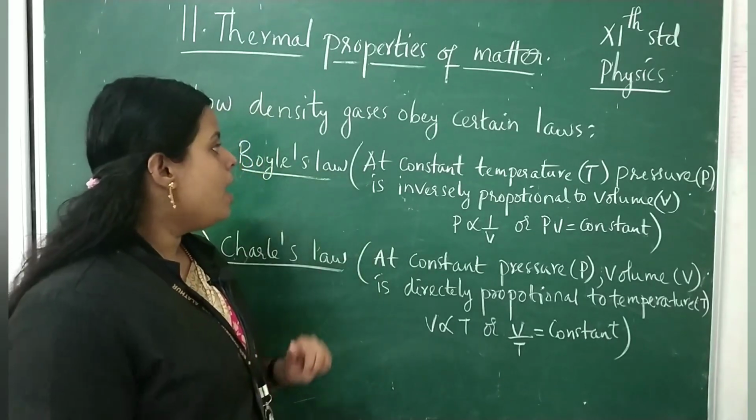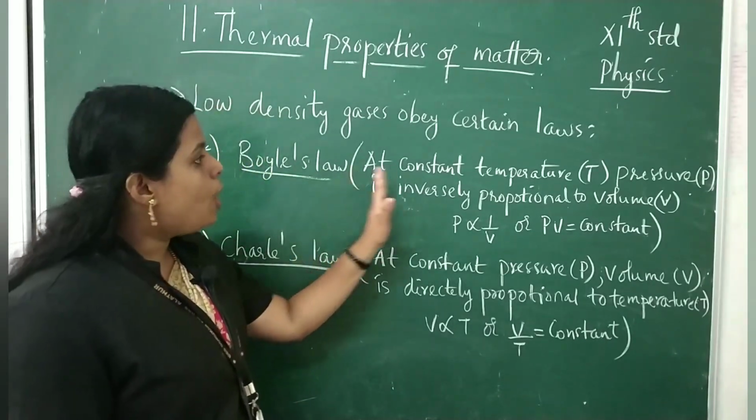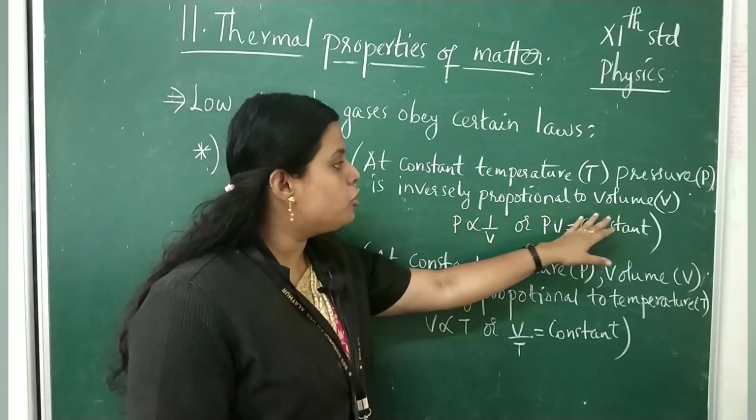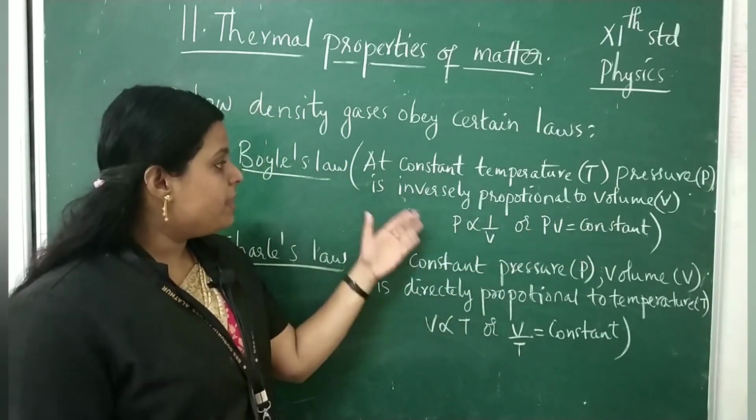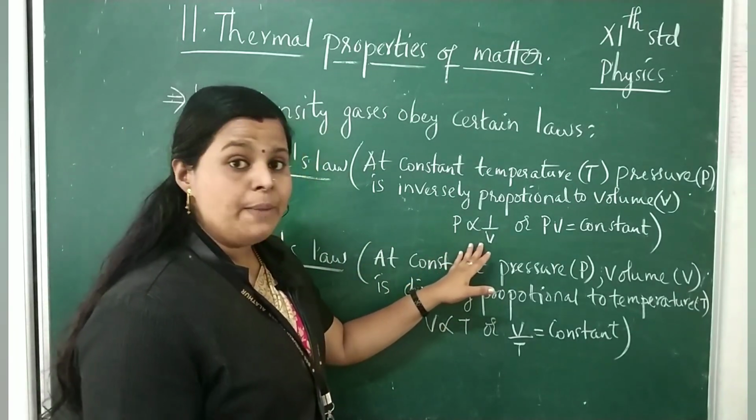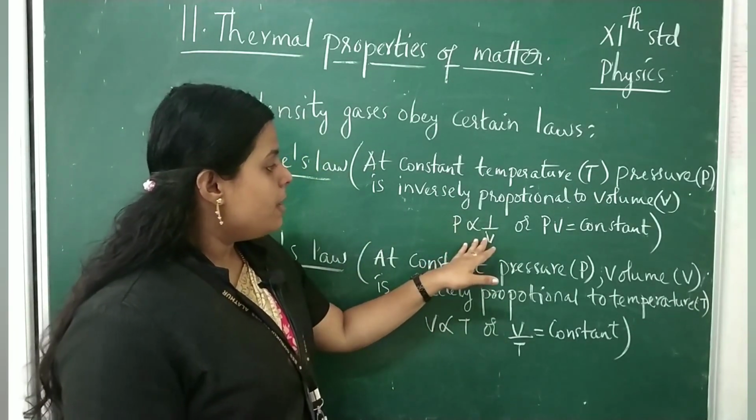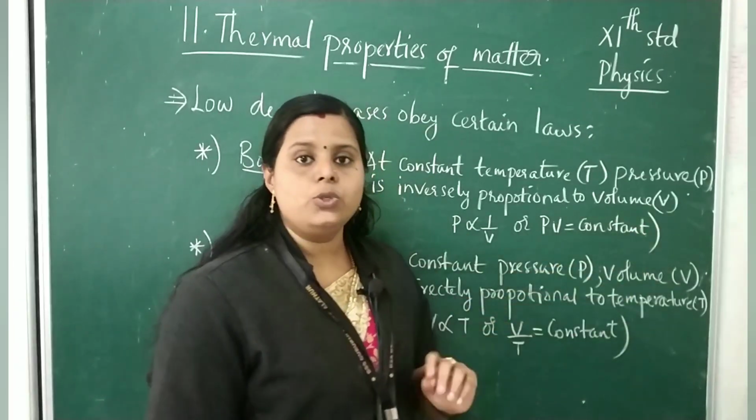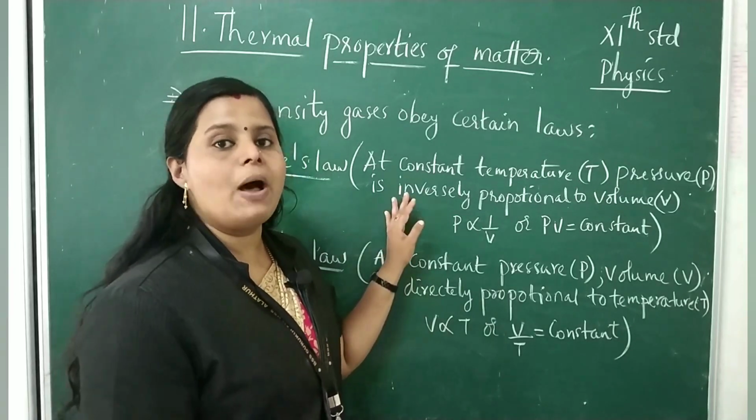Okay, Boyle's law. According to this law, at constant temperature T, pressure P is inversely proportional to volume V. Mathematically we can represent this law as P is inversely proportional to V, that is P is proportional to 1 by V, or PV is equal to a constant. So that's all about Boyle's law.